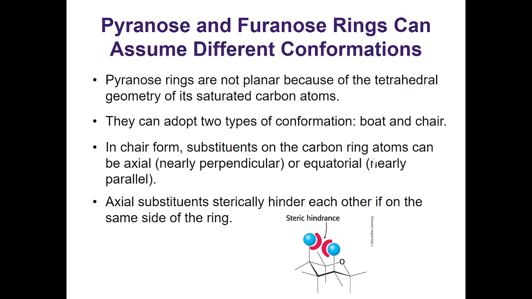Okay. In the chair form, your substituents on the carbon ring atoms can be axial, nearly perpendicular, or equatorial, nearly parallel. The axial substituents will sterically hinder each other if on the same side of the ring. Notice that's that same steric interference that we actually did calculations for in organic chemistry. If you kind of remember those, they had little tables, remember, where we looked at the different axial groups that could be on there.